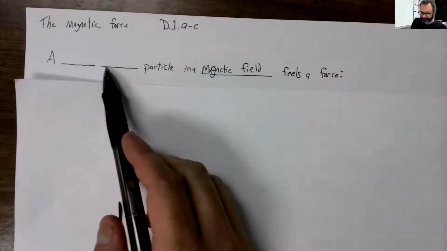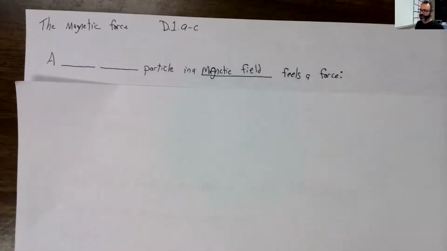What properties is a particle going to have, maybe from the reading or from what I said earlier, in order to feel a magnetic force? Is any old particle going to feel a magnetic force if we put it in a magnetic field, or are there two properties that particle needs to have? Anybody? What needs to be the case for a particle to feel a magnetic force in a magnetic field?